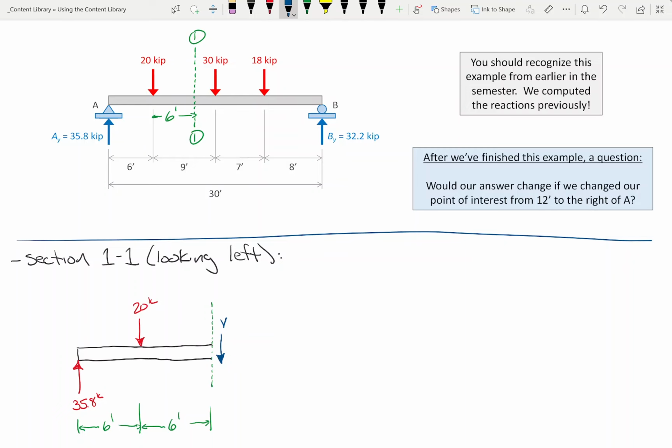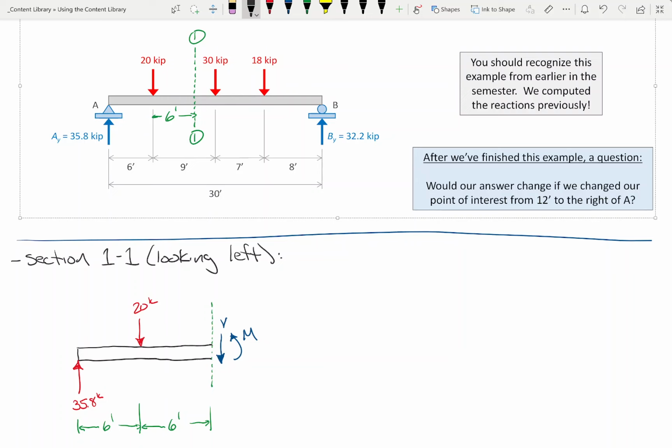Counterclockwise. Okay. So that's our free body diagram. Okay? So we're going to sum forces. So let's take a step back. So here's my free body diagram.